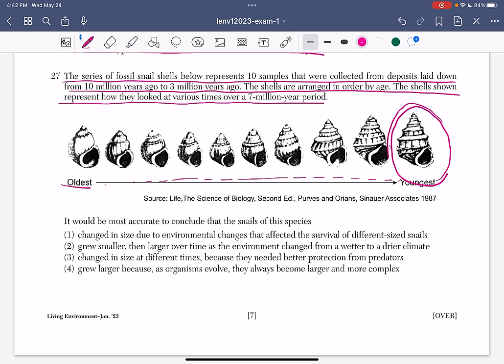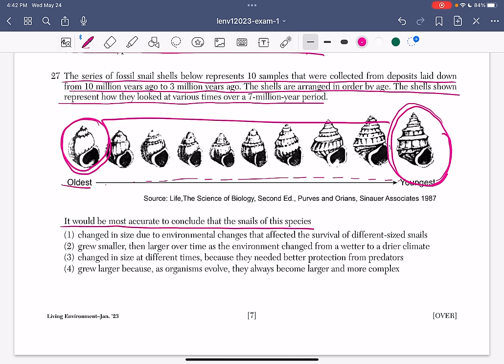So take a look at this. Take a look how it started. Take a look how it ended. Very cool. It would be most accurate to conclude that the snails of this species. So let's take a look at what kind of conclusion we can make from looking at how they changed for number 27. Changed in size due to the environmental changes to that affected the survival of different size snails. This is a good one.